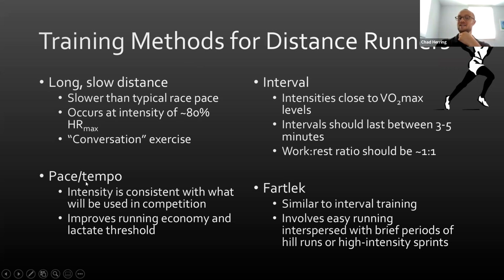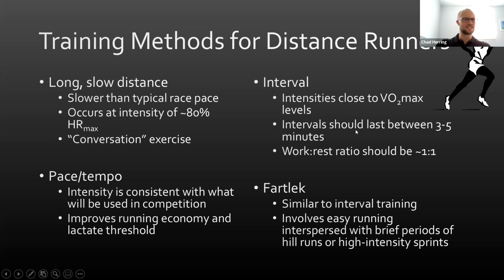Whereas if we move to pace tempo, we're going a little bit faster. Now maybe we're going for a 45-minute run. And then increase the intensity even more. We talk about interval training. Now we're talking about intensities close to our VO2 max. So we're looking at intervals of about 3 to 5 minutes, and the work to rest ratio should be about 1 to 1. What do we mean by the work to rest ratio?